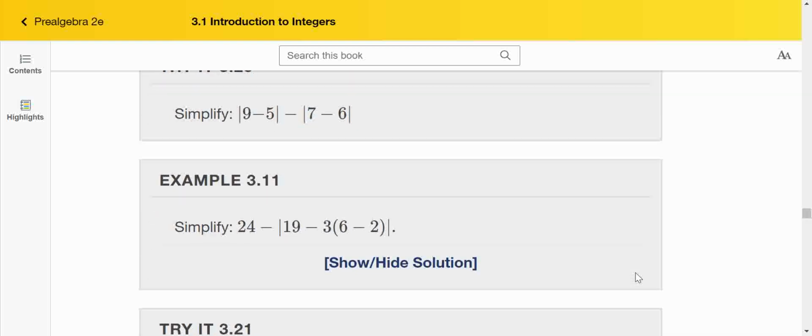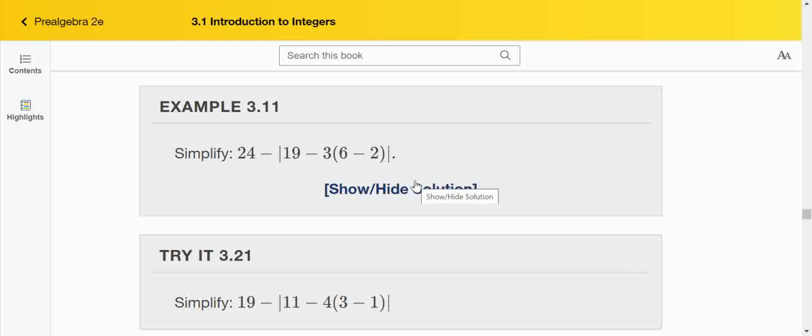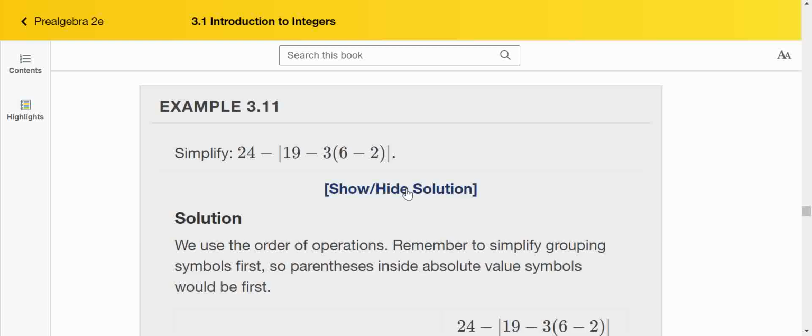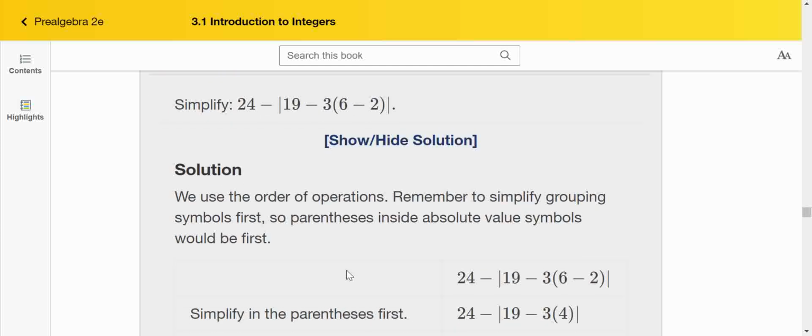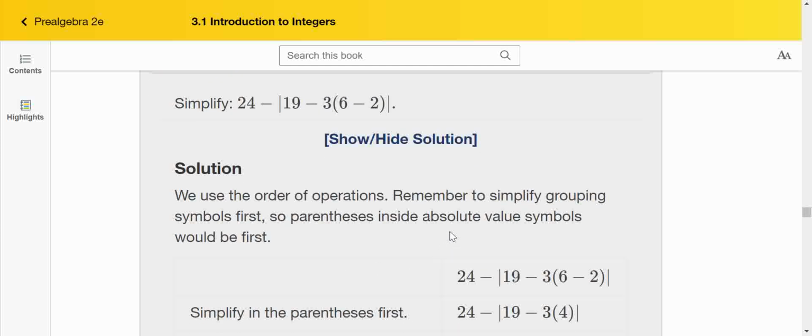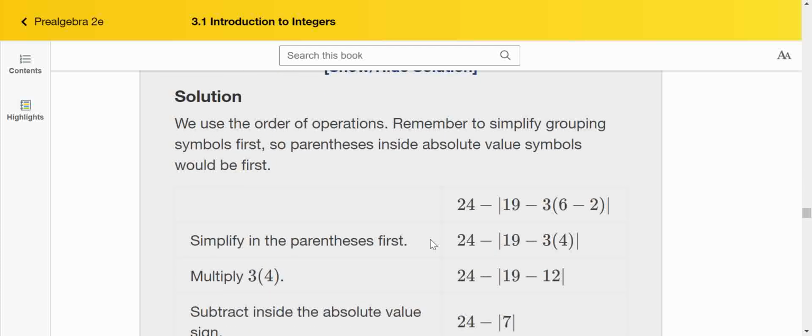Example 3.11, we simplify another expression. Solution. We use the order of operations. Remember to simplify grouping symbols first, so parentheses inside absolute value symbols would be first. So here we look on the inside of this expression, that would be 6 minus 2, and that becomes 4.